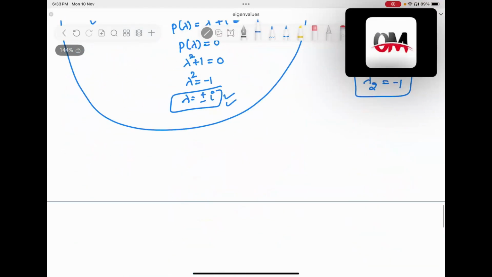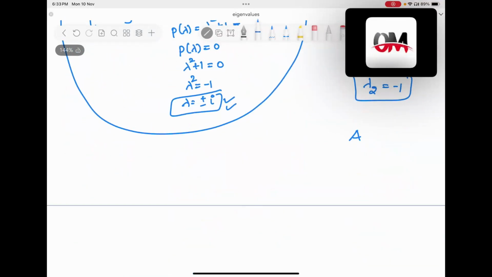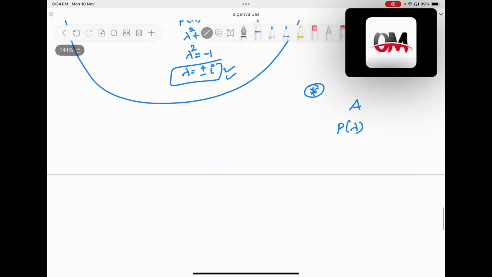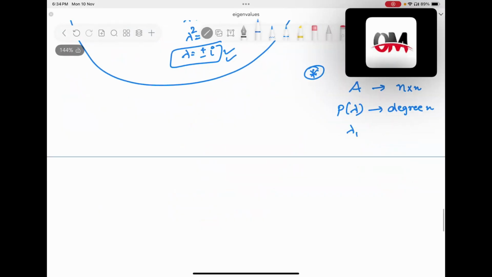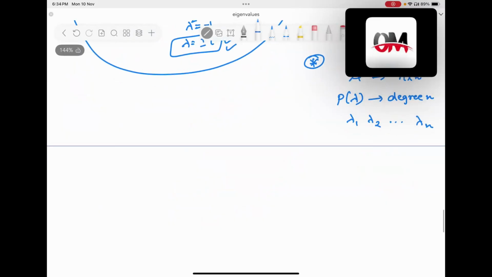Suppose you have a matrix A, and you calculated the characteristic polynomial P of lambda. And this is, suppose, an n cross n matrix, so it will be a polynomial of degree n, and you have n roots. So it may happen that lambda 1 equals lambda 2, or lambda 2 equals lambda 3. How many times lambda 1 is repeating is called the algebraic multiplicity of lambda.